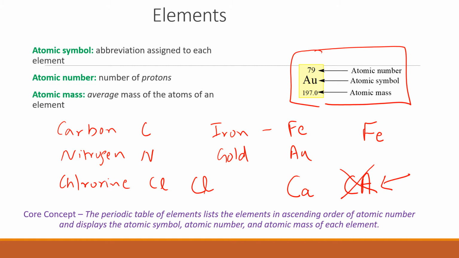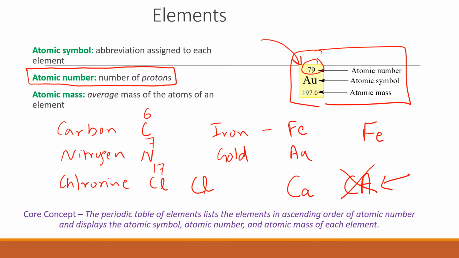An element is defined by the number of protons in its atoms, and the number of protons is known as the atomic number. Every element has a different atomic number. For example, the atomic number for carbon is 6, nitrogen is 7, chlorine is 17, and gold is 79.